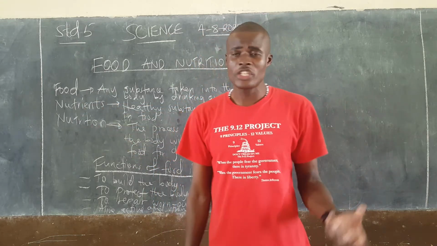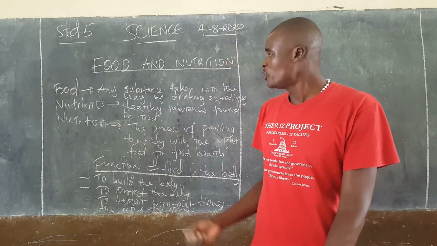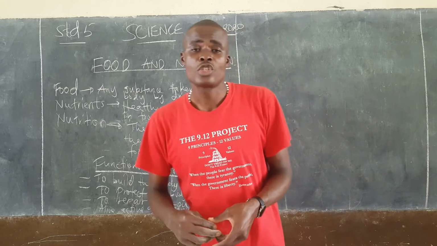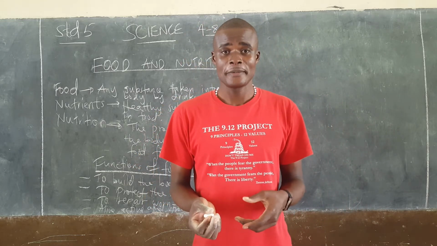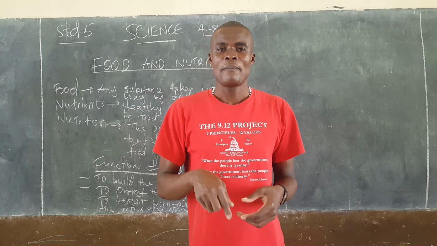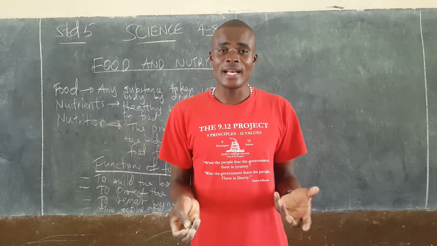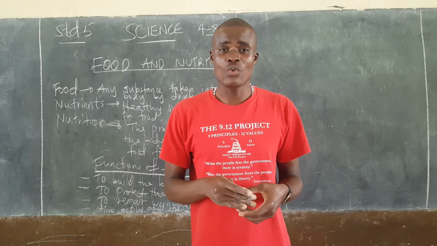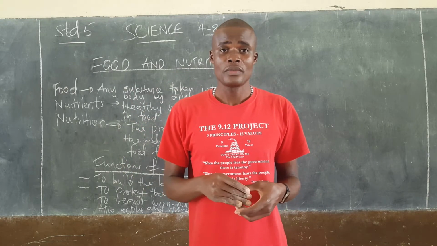And then what is nutrition? Nutrients, for example, are just healthy substances found in the food. So when you take, for example, meat plus kumawiki plus ugali, there are nutrients found in those different foods. That is why we eat them.